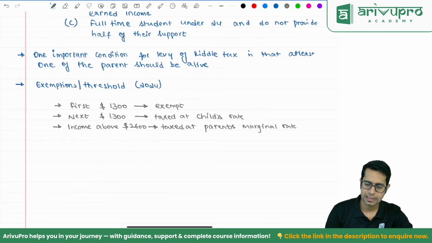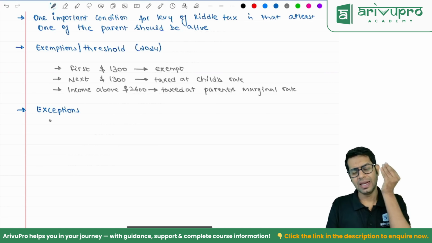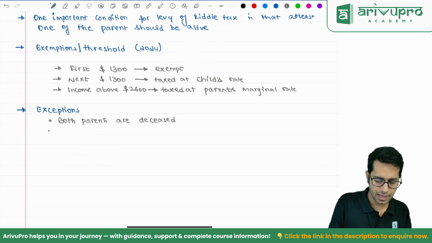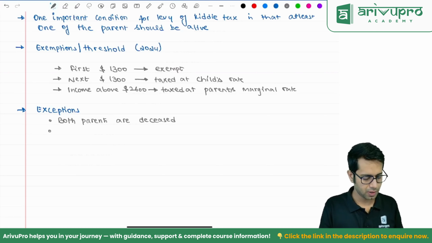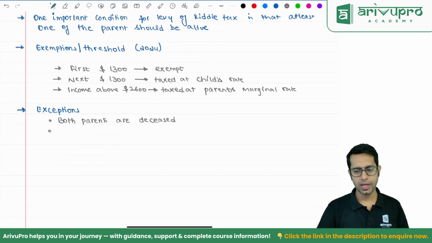Yes, there are two exceptions. One exception is parents are not there. Exception meaning what, sir? When will Kiddie tax not apply at all? Exception number one is if both the parents are deceased. If none of the parents is there, then the lawmaker says, enjoy. Don't do anything in your life. You don't have to pay any Kiddie tax.